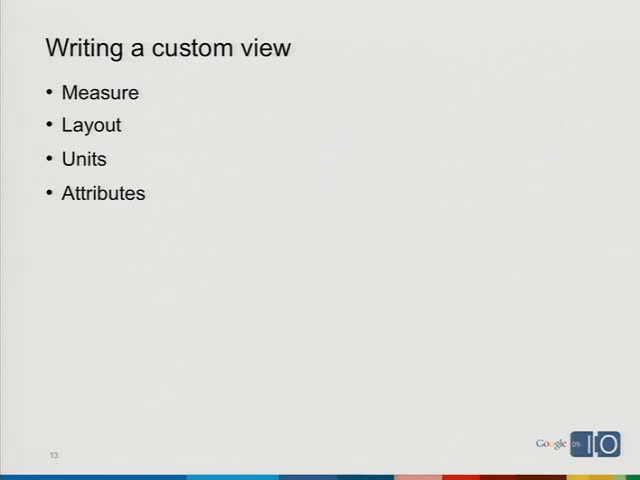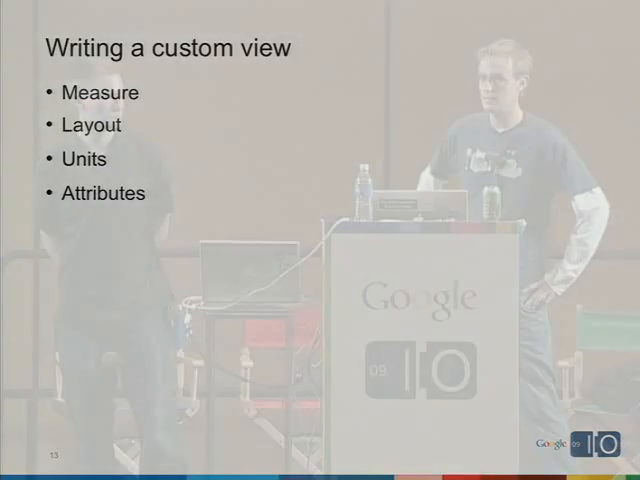4 things we're going to worry about. The first thing, we've got to figure out how big our view wants to be, how big it's going to tell its parent that it wants to be, although its parent is free to ignore that. Yeah, often they do. Often they do.